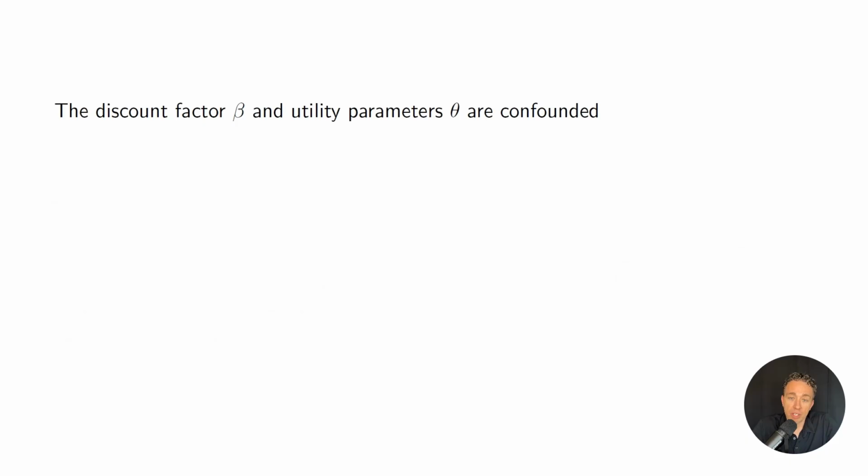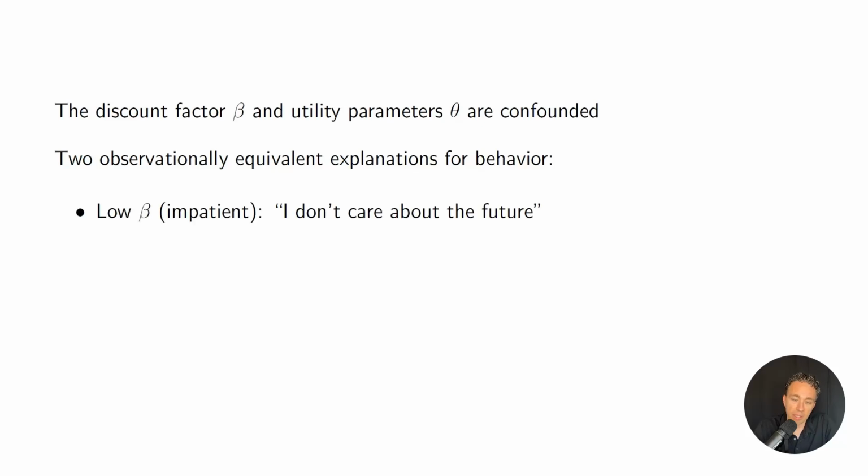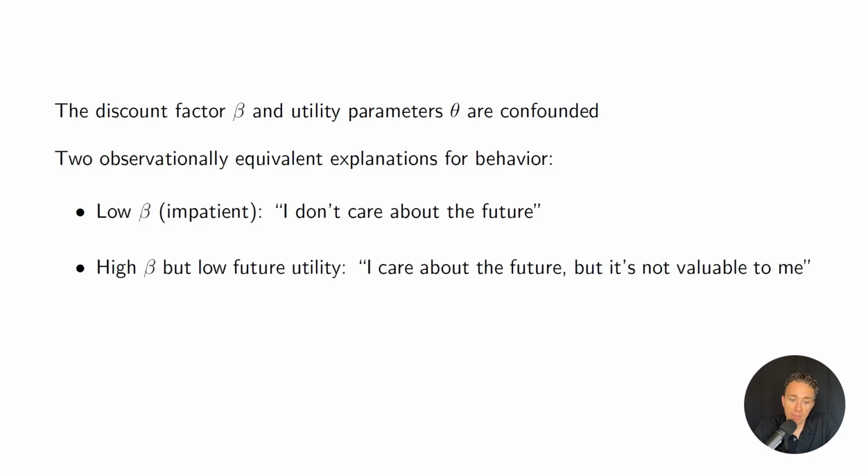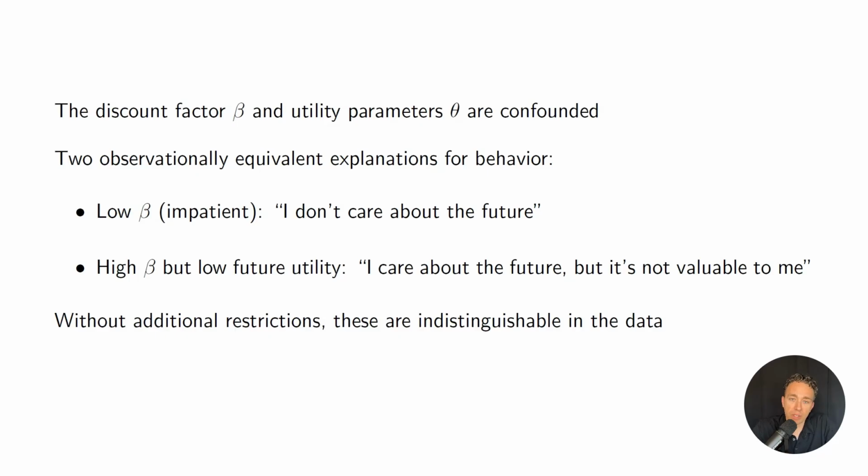So basically, Rust's argument is that the discount factor beta and the utility parameters theta are confounded. And so there are two observationally equivalent explanations for the behavior that we see. One, I could be an impatient person with a low discount factor, and I would just say, I don't care about the future, I only care about now. But I could also be somebody with a high beta, but my future utility just happens to be low. So I care a lot about the future, but it's just not very valuable to me. And so we can't really distinguish between these two types in the data without adding some additional restrictions of some sort.